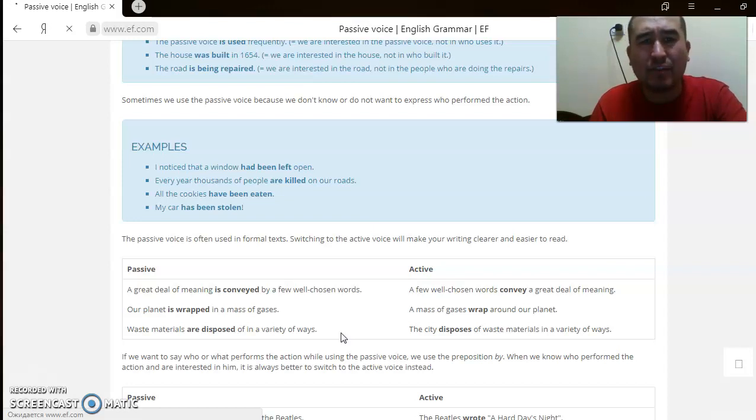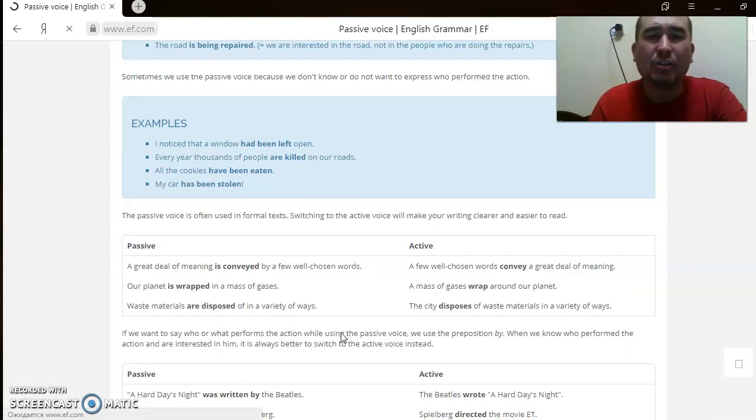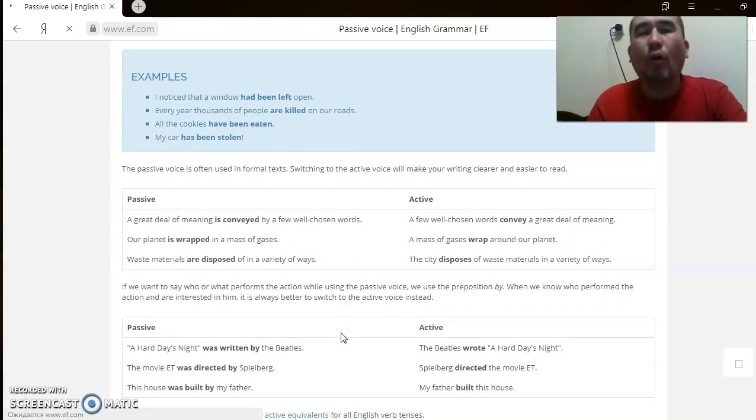Every year, thousands of people are killed on the roads. All the cookies have been eaten. My car has been stolen. We see that in all these sentences, the subject is not the performer, but the action is performed to the subject. The passive voice is often used in formal text. Switching to the active voice will make your writing clearer and easier to read.